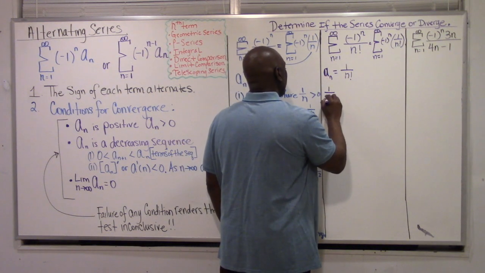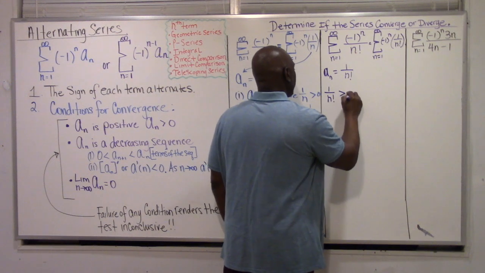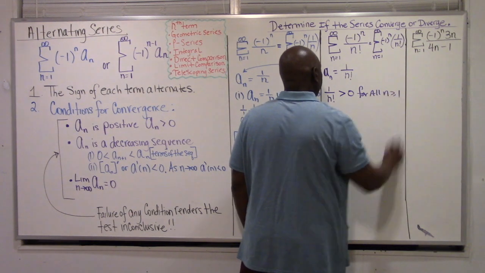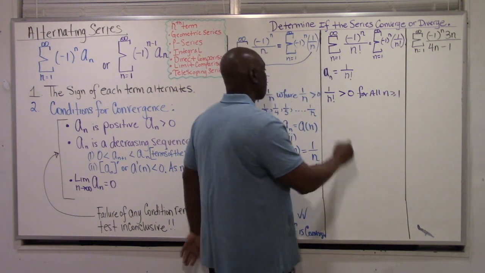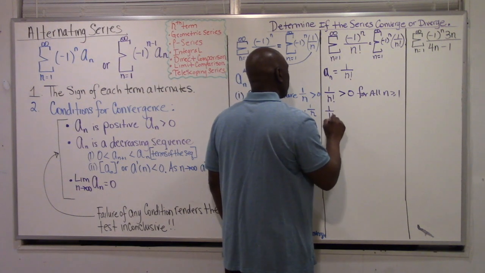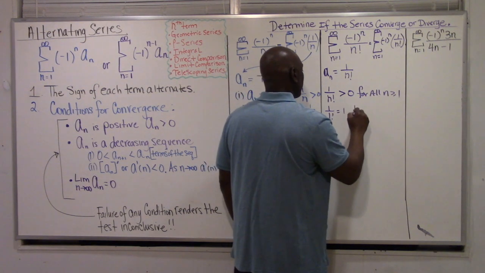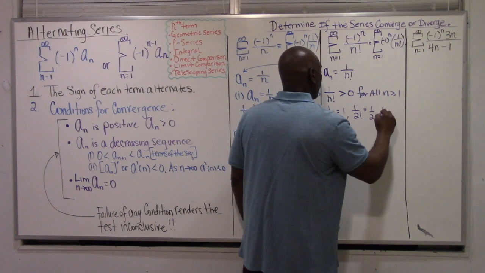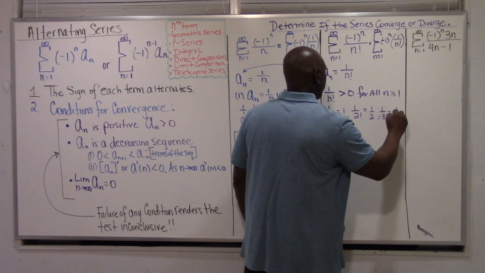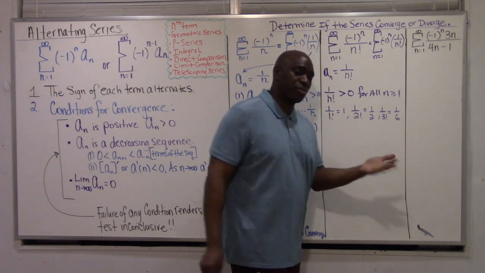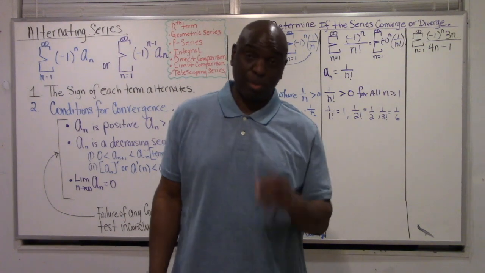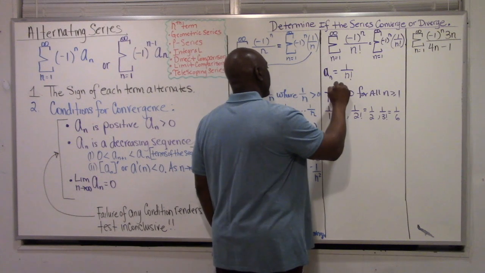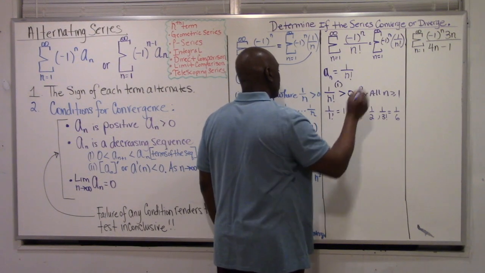Well, 1 over n factorial is greater than 0 for all n greater than or equal to 1. How do you know that? Well, because 1 over 1 factorial is 1. 1 over 2 factorial is a half. 1 over 3 factorial is 1/6. And so on and so forth. So all of our terms are going to be positive in that sequence. Okay? So condition number 1 is met. Condition 1 is a go.